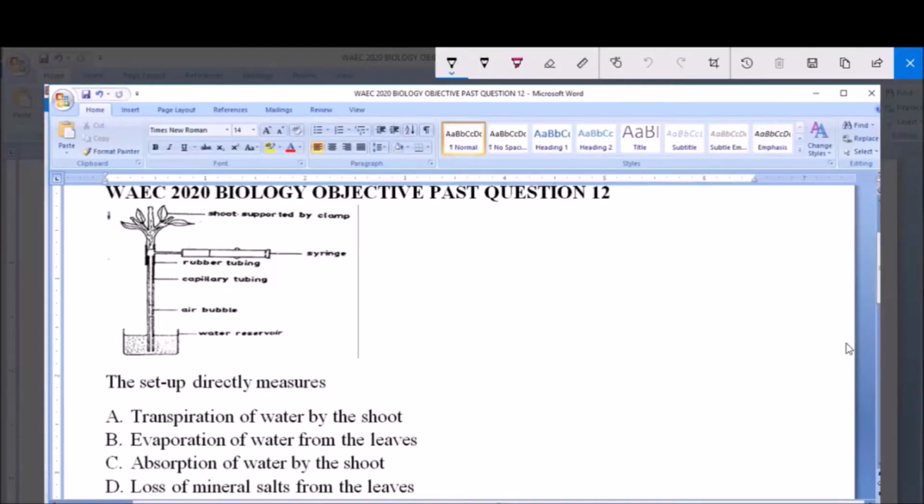Hello and welcome. I'm going to be answering WAEC 2020 Biology Objective Past Question 12. So you have an experimental setup, and you're asked, the setup directly measures: A. Transpiration of water by the shoots, B. Evaporation of water from the leaves, C. Absorption of water by the shoots, D. Loss of mineral salts from the leaves.